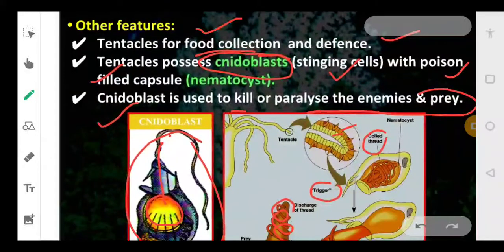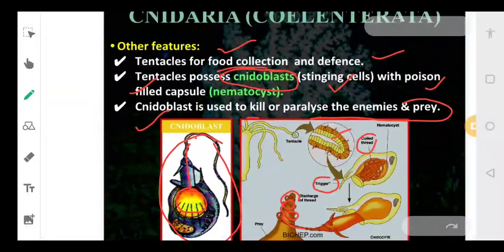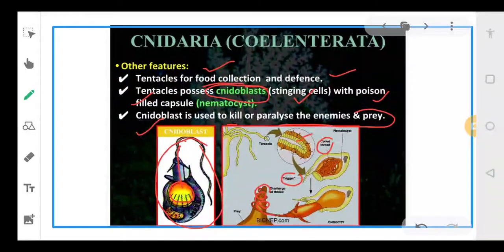They contain a special type of cells which are called cnidoblast cells. They are diploblastic. Their digestive system is incomplete. They only have a mouth. And the nervous system is only represented by a network of neurons. Circulatory system is absent, right?